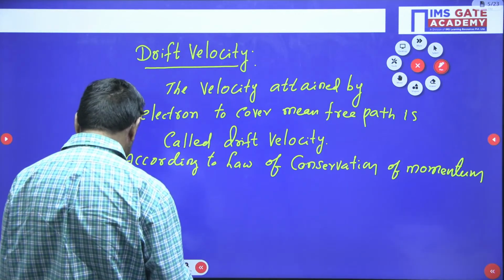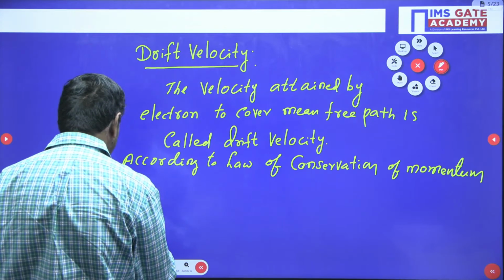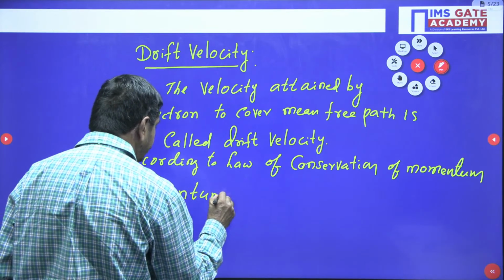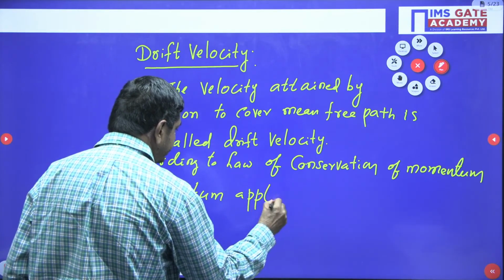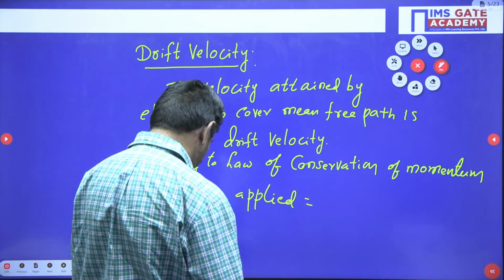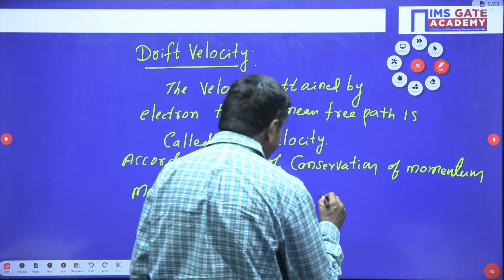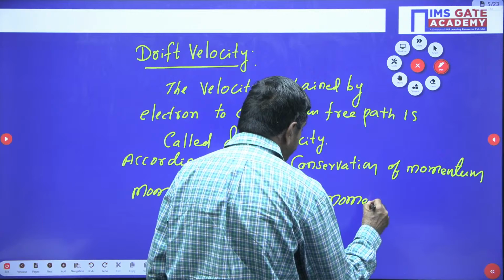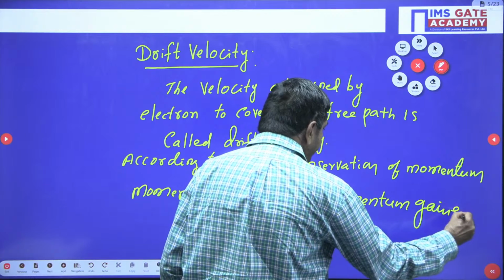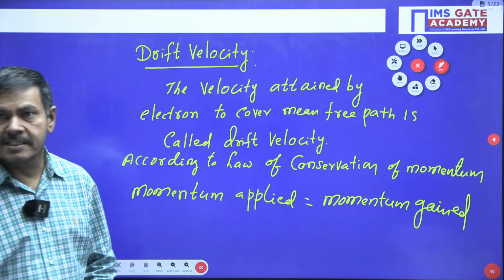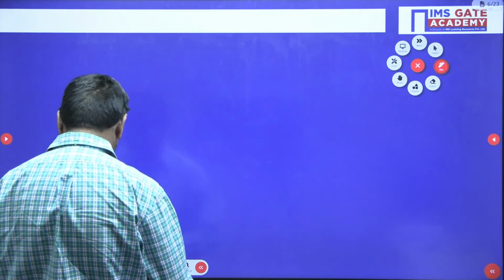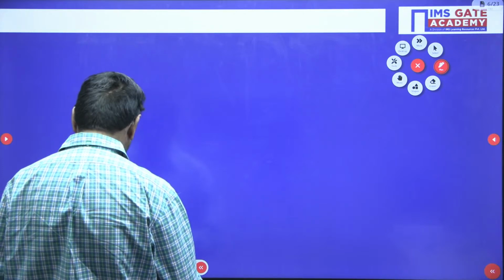Momentum applied is equal to momentum gained. Based upon this condition only, the velocity is calculated. How will that be calculated, sir? Just see that now, I will clear it.